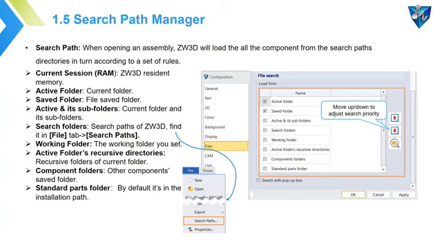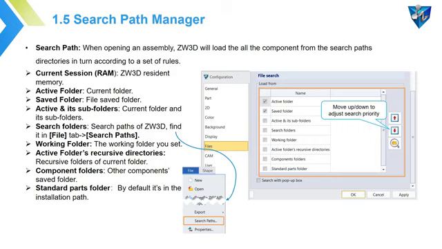And the next one is saved folder. If ZW3D didn't locate the parts in the same folder as the assembly, it will then look at the last saved path for the part. And the next one is active and its subfolders. It's easy to understand. And the next one is search folders, which is the search path of ZW3D. You can find it in the File tab.